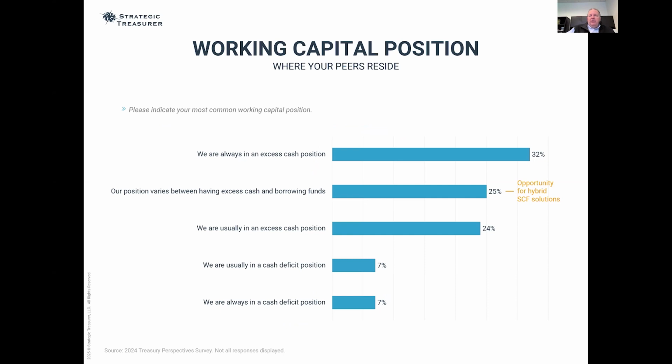Now, how focused are people on working capital? What's their position? What are your peers doing? Where are they sitting? One of the things I find interesting is, look at the top. It says we're always in an excess cash position. About a third of firms are always running heavy on the capital side. We're number 3. We're usually in an excess cash position, 24%. Then about a quarter fluctuate. There are certain times of the year where there's a lot of cash flowing in, other times where they're borrowing funds, it's a larger decrease. So it's more seasonal.